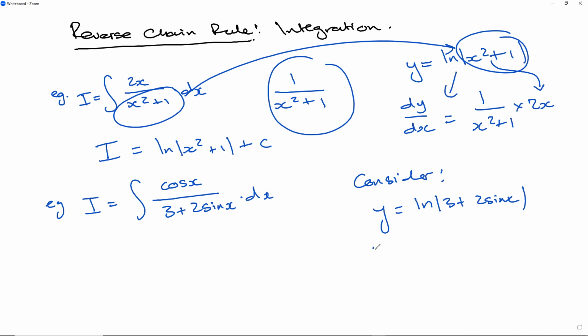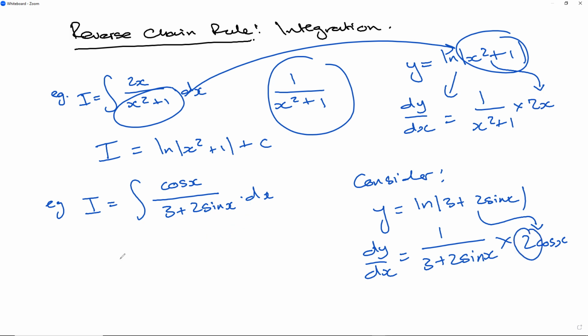Okay, if we find dy dx, deriving that function with respect to x, we're going to end up with 1 over 3 plus 2 sine x multiplied by the derivative of the inside, which is going to be 0 plus 2 cos x. Now, because this is 2 cos x, it's almost the same like this, except that we have an extra 2 there. So that means once we integrate it, we have to introduce half.